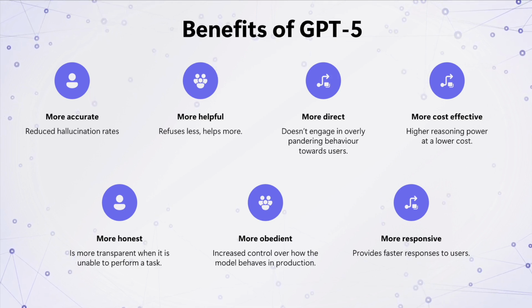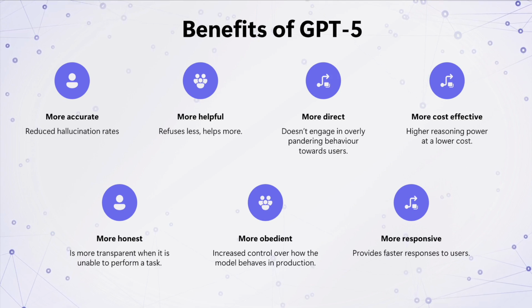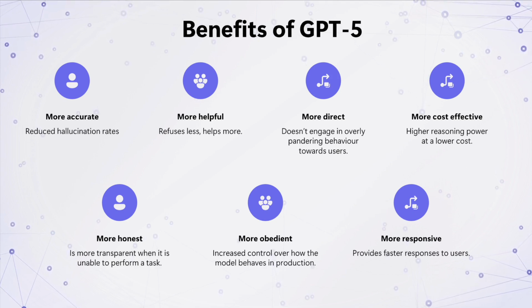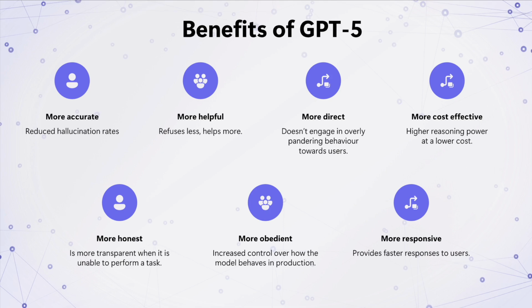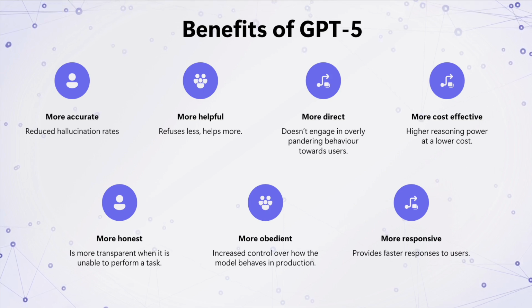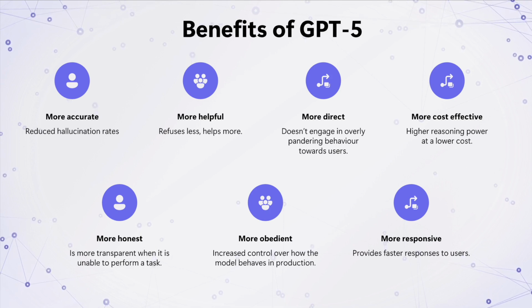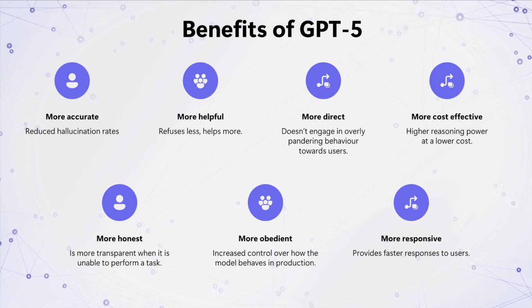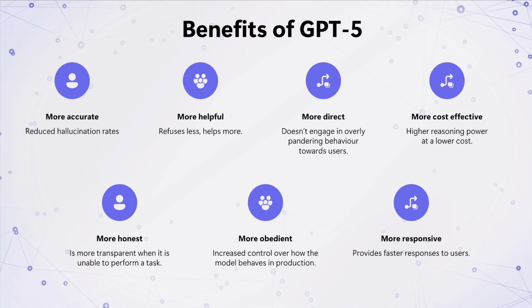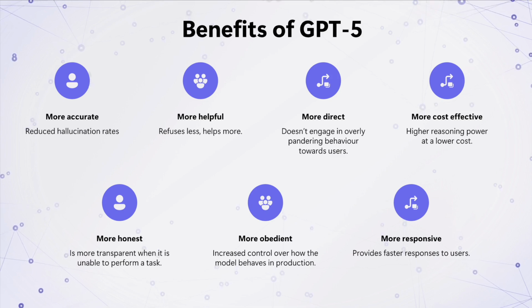It's more honest. It's able to be more transparent when it's unable to perform a task. It's more obedient in that you have increased control over how the model behaves in production. And it's more responsive. It provides faster responses to users through this model router. And we're going to explore each of these in turn with an example.